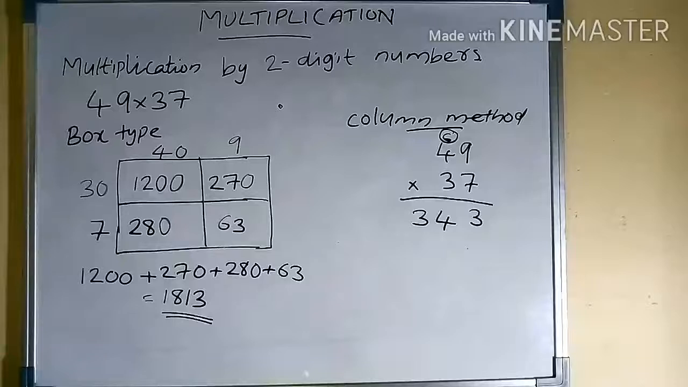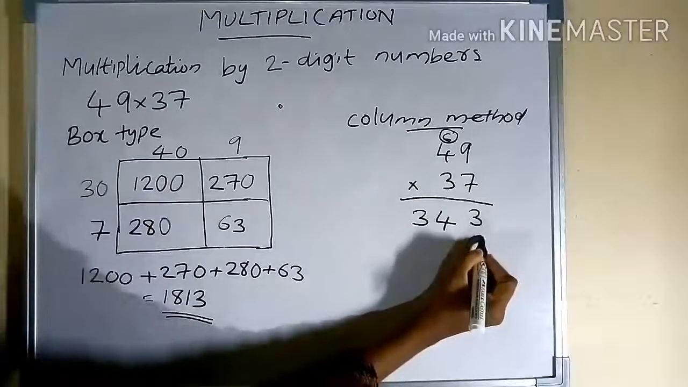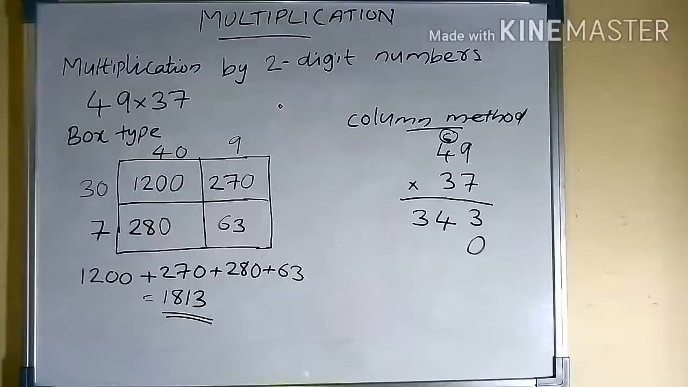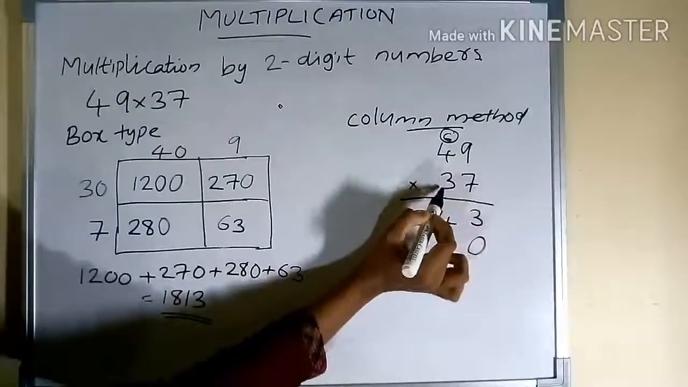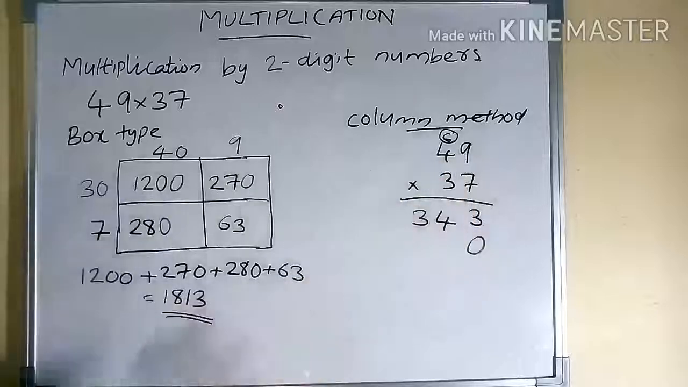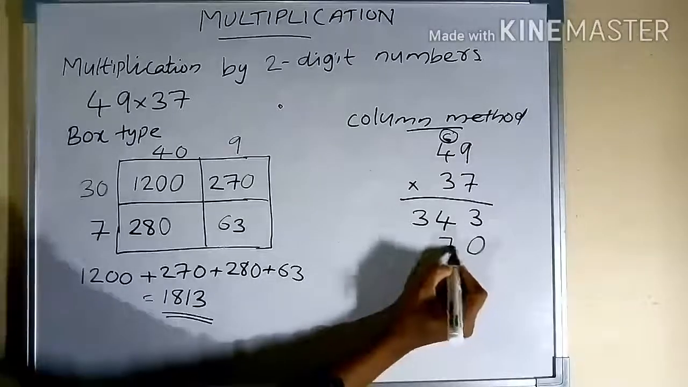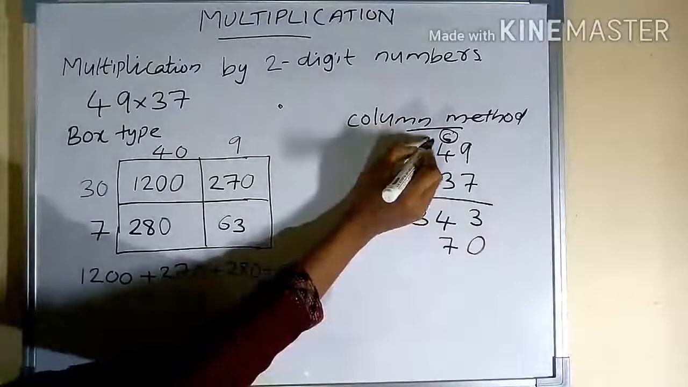Okay. Next we multiply 49 into 30. That is, in 37 we have 7 ones and 3 tens. 3 tens means 30. So that we multiply 49 into 30. That means put 0 here. Okay. Next we multiply 49 into 3. That is, first we multiply 3 into 9. What is the answer? 3 into 9? 27. So write 7 here. Remaining 2 carried over here.